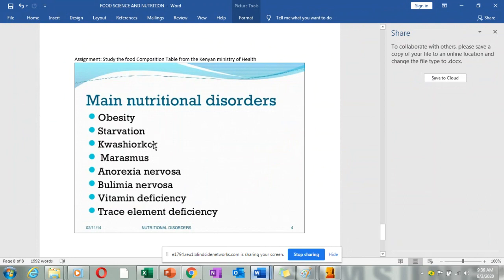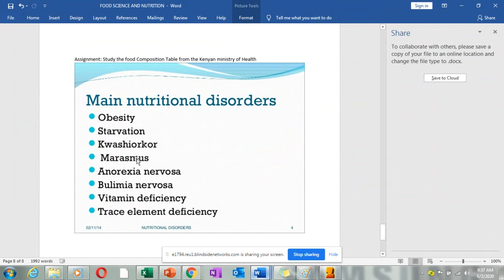So kwashiorkor is caused by lack of proteins in the body, and generally it gives people a distended stomach. A distended stomach, like all the time you are very full. But in most cases, you are feeling that the stomach looks very big, but you are always feeling hungry.